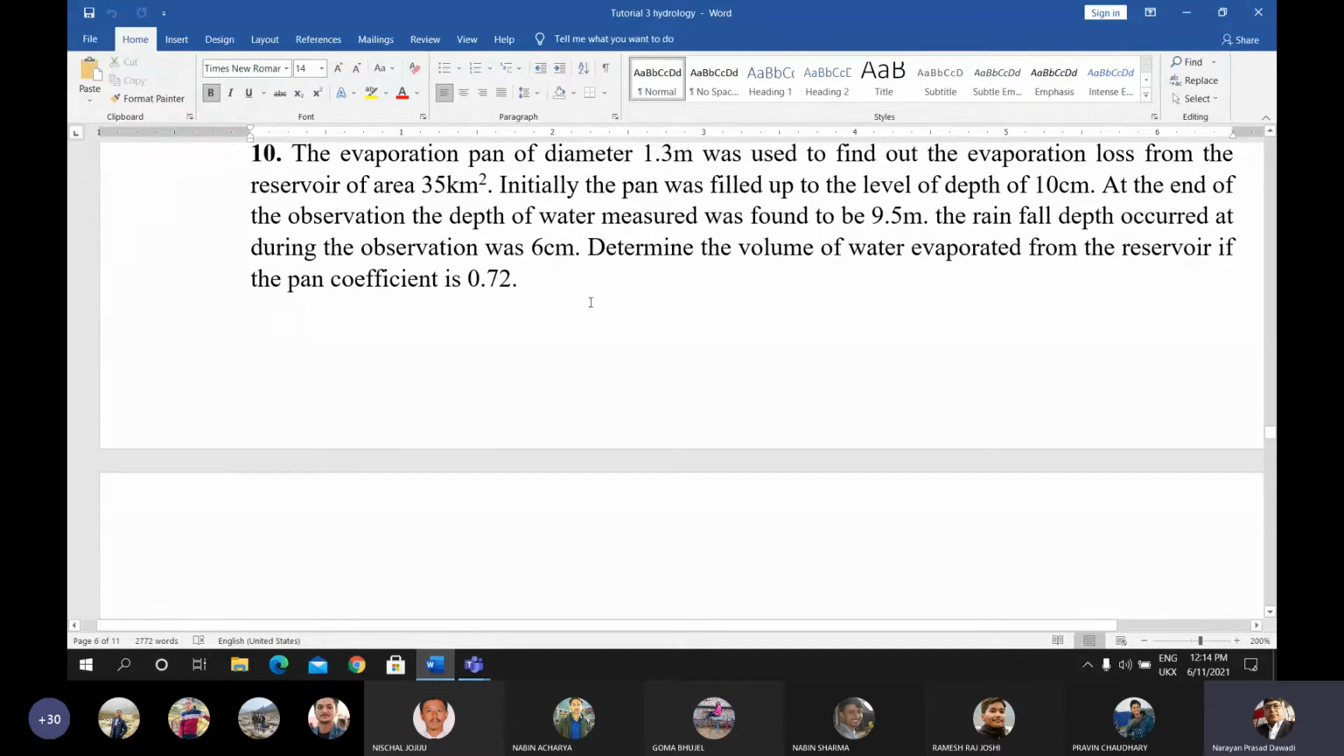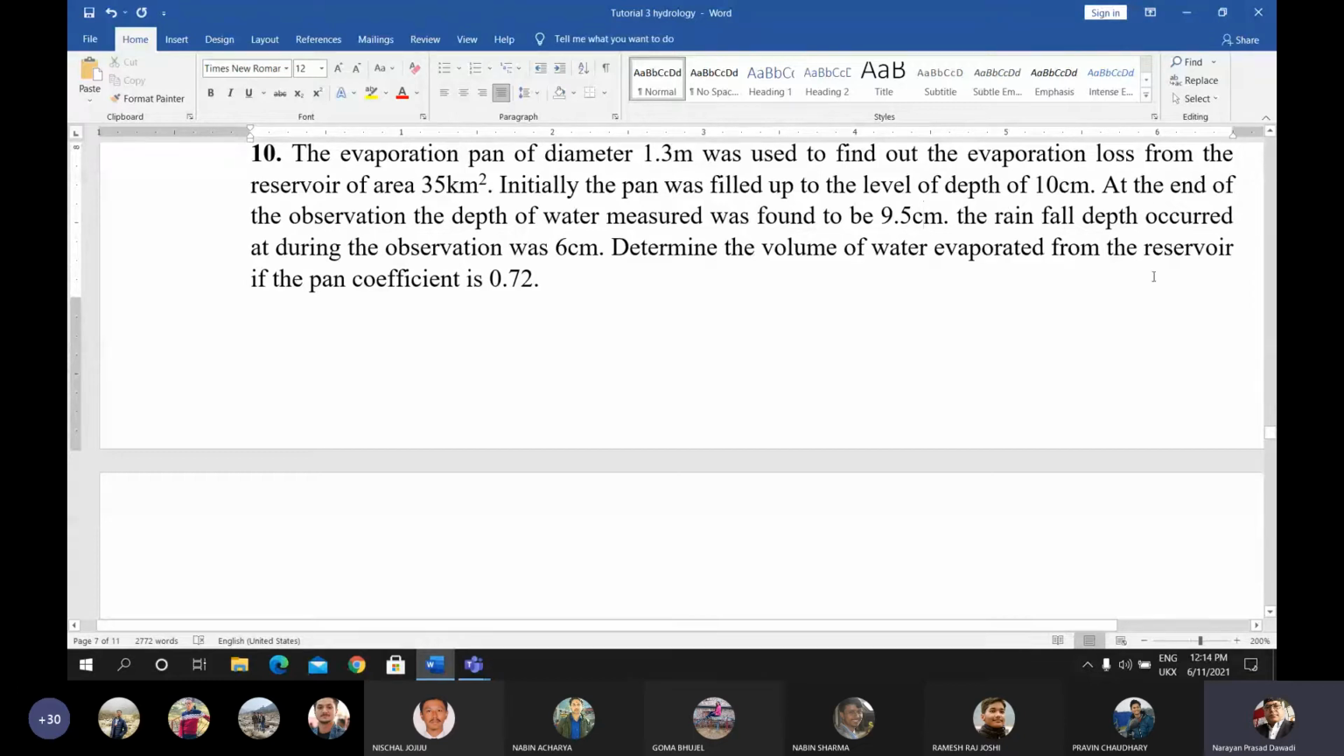Initially, the pan was filled up to the level of depth of 10 centimeter. And at the end of the observation, the depth of water measured was found to be 9.5 centimeter, not meter, centimeter.